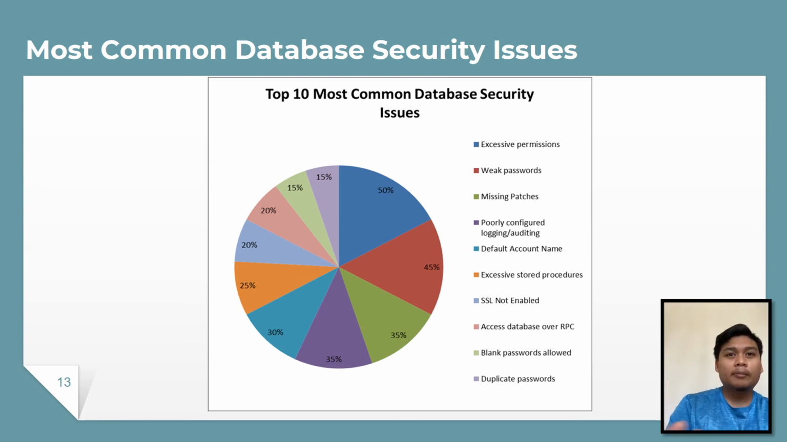And then 25% is excessive stored procedures, 20% SSL not enabled, 20% SQL database over RPC, 15% blank password allowed, such as a blank space bar in the password, and then 50% duplicate password. We use too many accounts, such as Facebook and Instagram, but with the same password. That is also a database security issue that we can see nowadays.